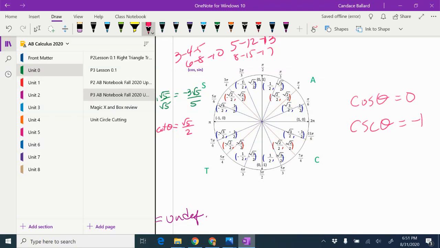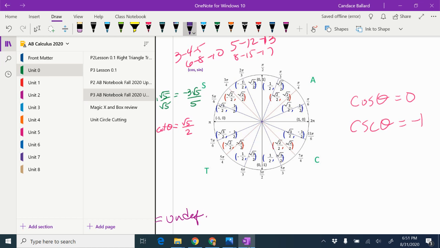So this example should help you with a little bit more of, I think it's homework number 16 or 17 here. So you were getting some problems towards the end of the assignment that looked like this, where the cosine is equal to 0 and it gave you a cosecant equal to -1 or something along those lines.